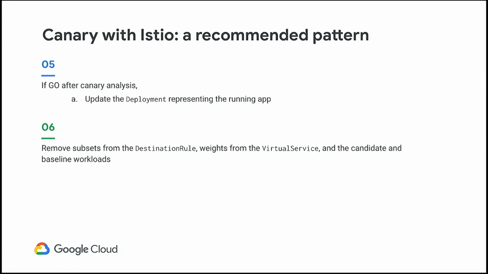If you're good to go after the Canary analysis, you just update the deployment that represents your running app and get rid of the rest. And you can remove the subsets from the destination rule and the weights from the virtual service. And of course, you can get rid of the candidate and the baseline workloads.